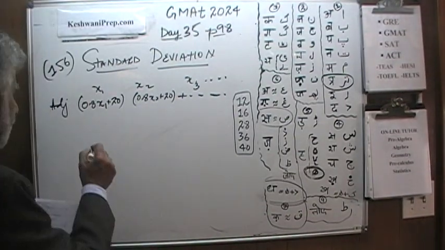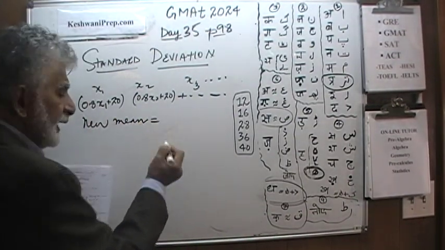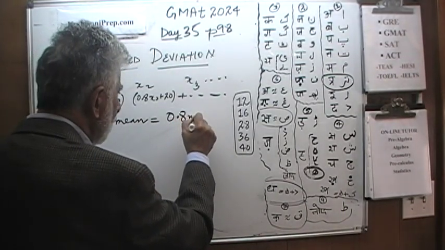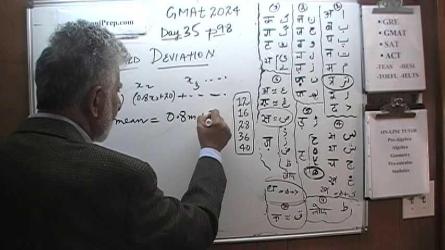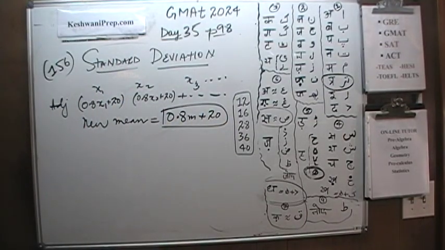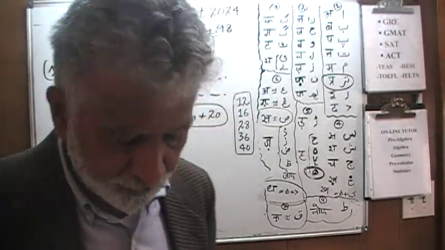And therefore the new mean, as we just saw here, is simply going to be whatever the old mean was, 80% of the old mean plus the standard deviation, which is 20. That's our new mean. Now that we know the new mean, we can figure out the new deviation. Let's take a look at it.